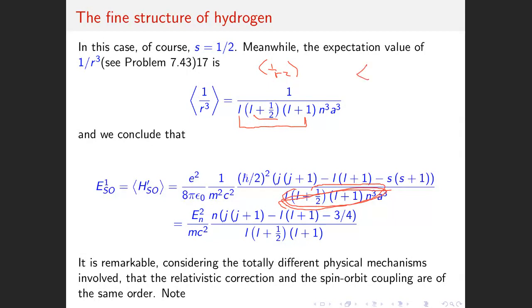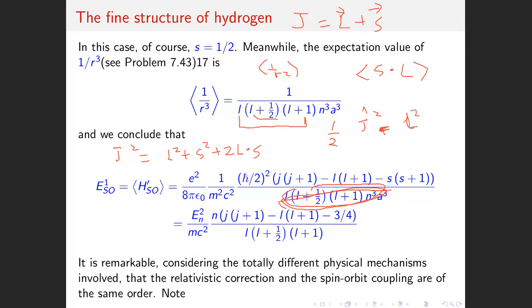But we still have to find what is S dot L, right? Now the total angular momentum is actually conserved. Not only conserved, it's actually a good quantum number. So if you square that, J squared is L squared plus S squared plus 2 L dot S. So you can solve for L dot S. L dot S will give you half J squared as operators minus L squared as operator minus S squared.